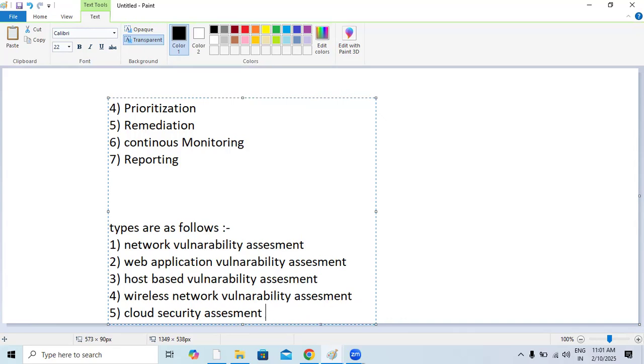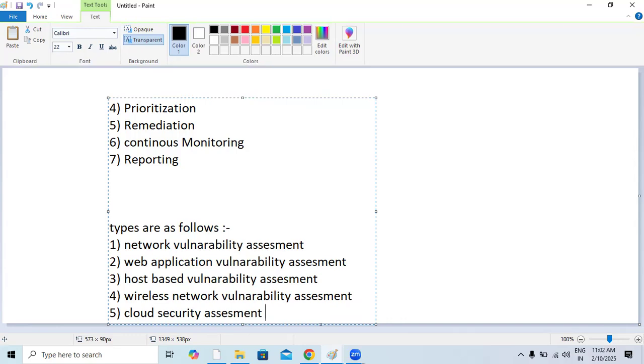Now, when it comes to the different types, the first one, network vulnerability assessment, majorly focuses on network devices, especially routers, firewalls, and switches, as well as the infrastructure, to identify weaknesses that could be exploited remotely. The web application vulnerability assessment concentrates on web applications to identify common flaws like SQL injection, cross-site scripting (XSS), and insecure session management.